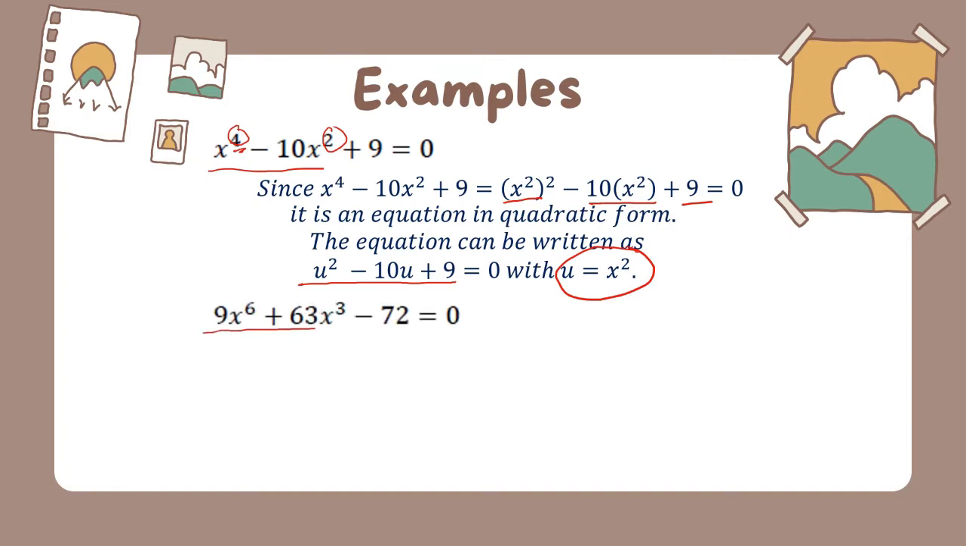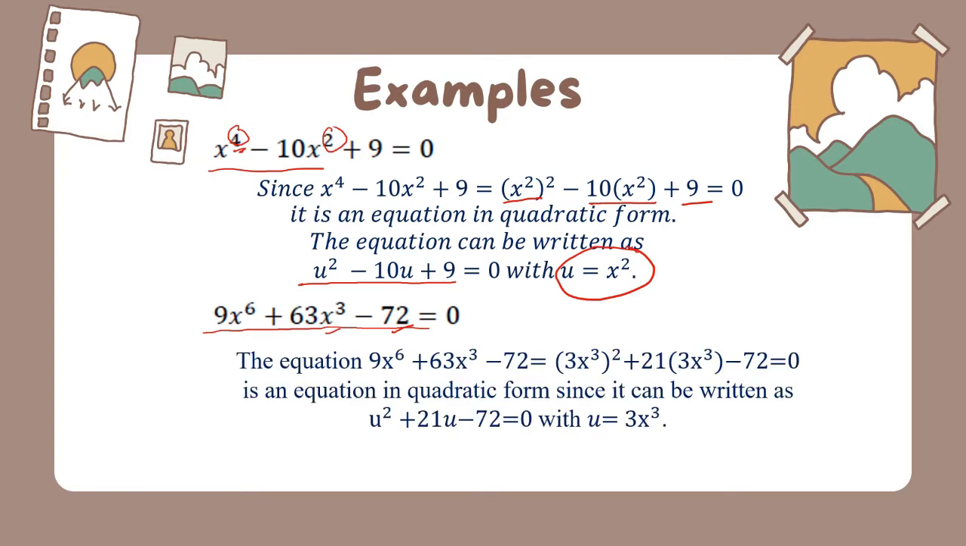For our second equation, we have 9x to the 6th power plus 63x cubed minus 72 is equal to 0. This equation can be written into the quantity of 3x cubed squared plus 21 times the quantity 3x cubed minus 72 is equal to 0. And our u here is equal to 3x cubed. Therefore, this equation can be written in the form u squared, since if this is u, we have u squared plus 21u minus 72 is equal to 0.